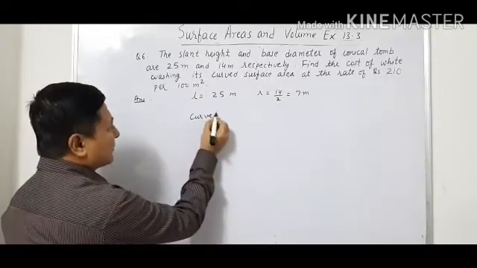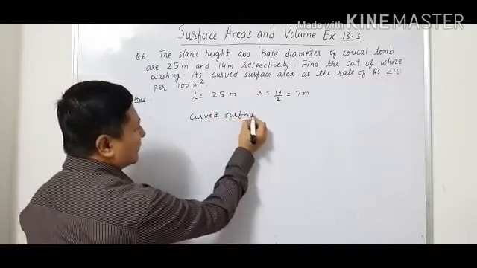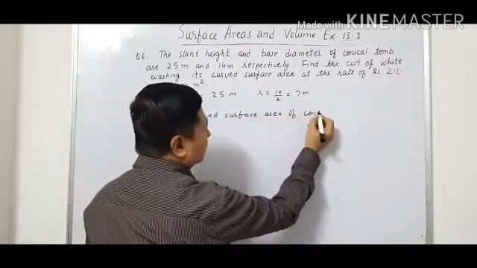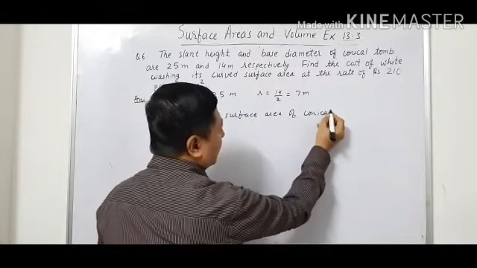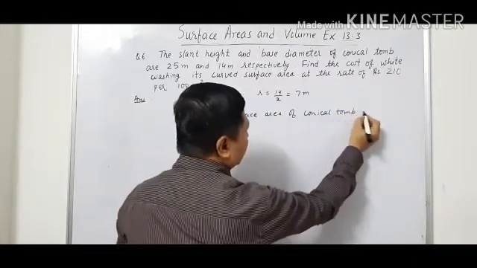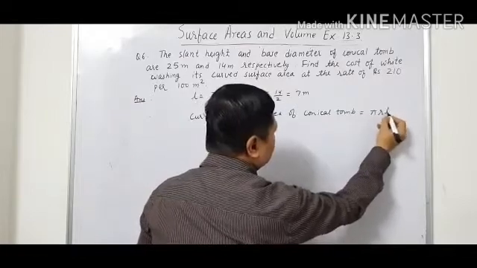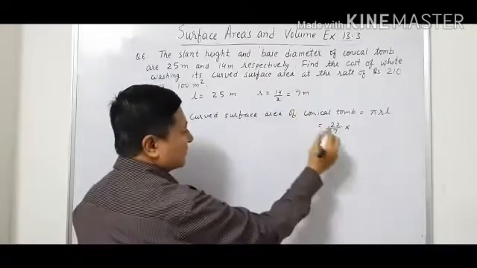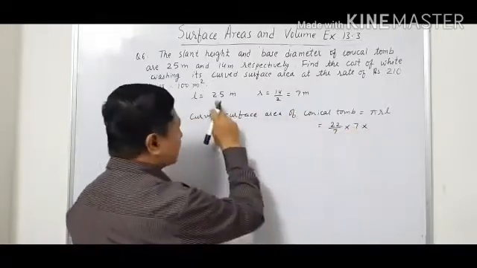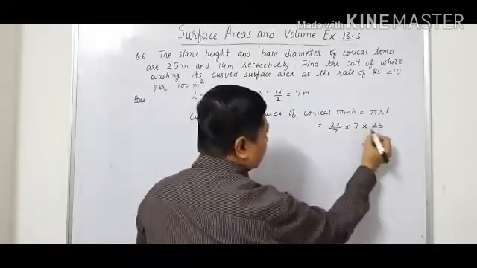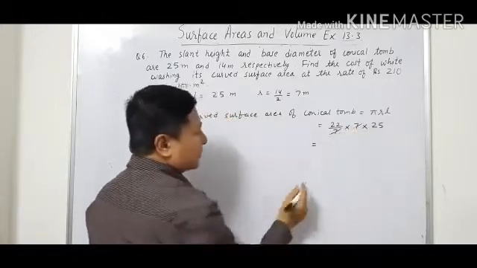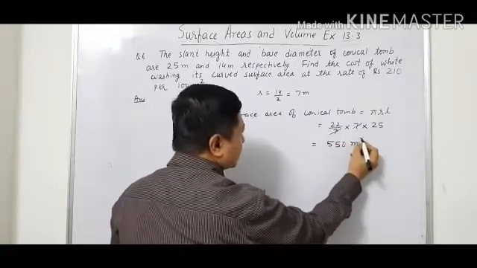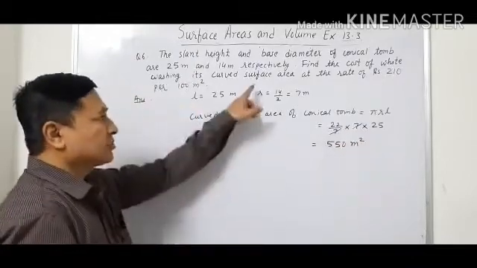So first we'll find the curved surface area of the conical dome, and we know the formula, that is pi r L. Pi is 22/7 into r is 7 meter, L is 25. So let us solve this. The 7 will cancel. 22 into 25 is 550 meter square.